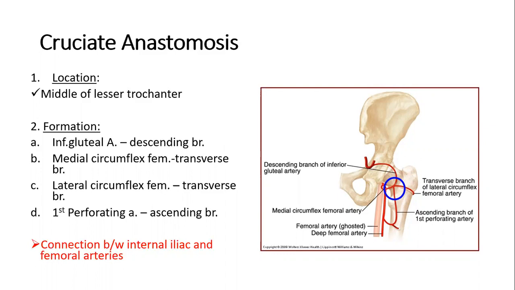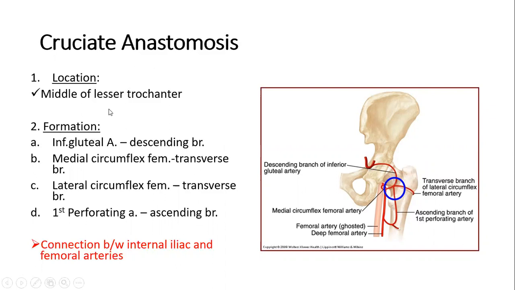What does cruciate mean? Cruciate means crisscross, like a cross. So anastomosis is the union between two vessels or more than two vessels. So cruciate anastomosis is basically a cross-shaped anastomosis, which is located over the lesser trochanter, middle of the lesser trochanter of the femur. So in the diagram on the right side of the slide, you can see this is the greater trochanter, and here we have the lesser trochanter, and this blue circle is highlighting the site of anastomosis at this level.